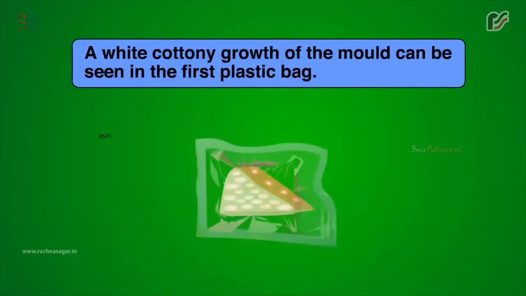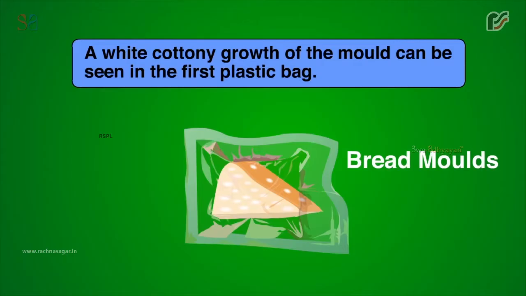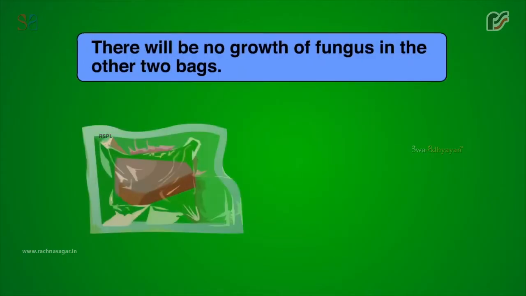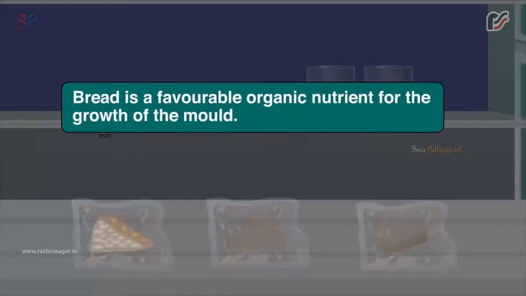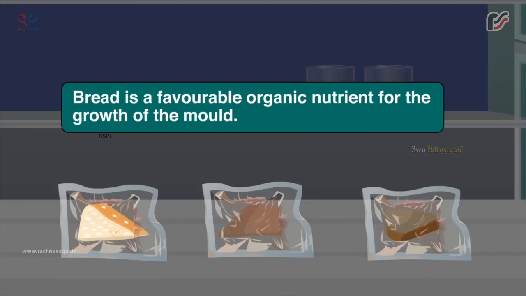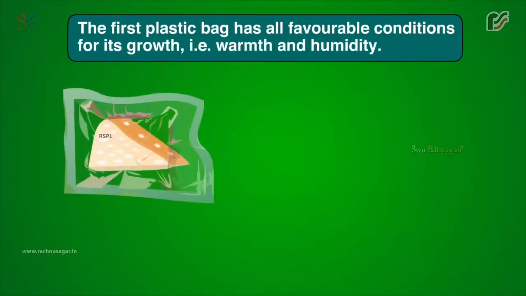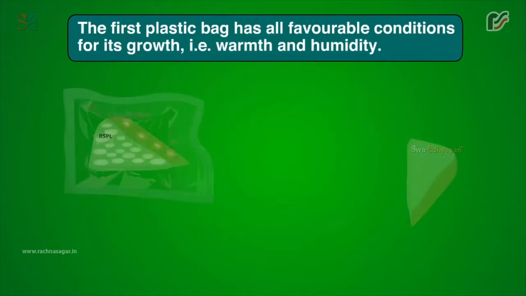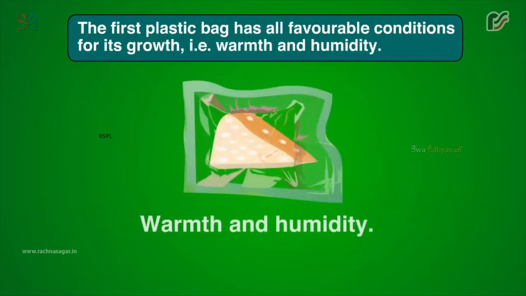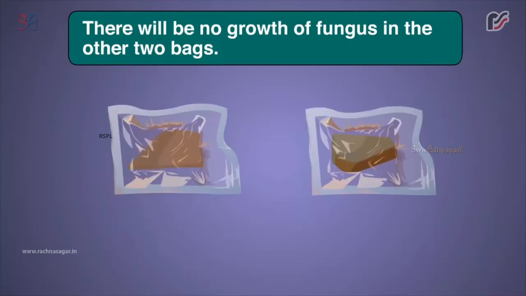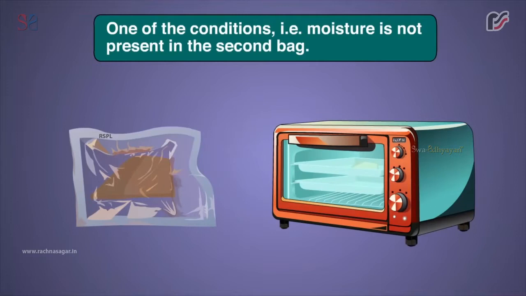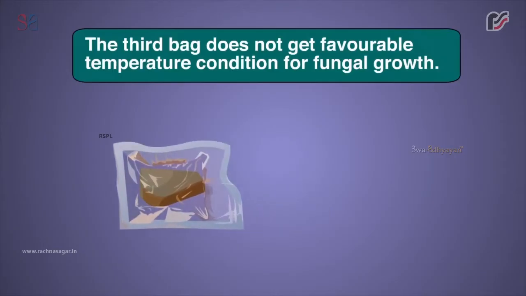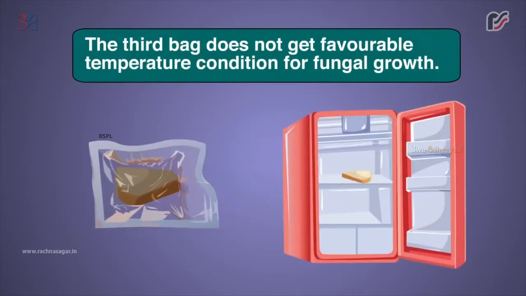Observation: a white cottony growth of the mold can be seen in the first plastic bag. There will be no growth of fungus in the other 2 bags. Conclusion: bread is a favorable organic nutrient for the growth of the mold. The first plastic bag has all favorable conditions for its growth, that is warmth and humidity. There will be no growth of fungus in the other 2 bags. One of the conditions, that is moisture, is not present in the second bag. The third bag does not get favorable temperature condition for fungal growth.